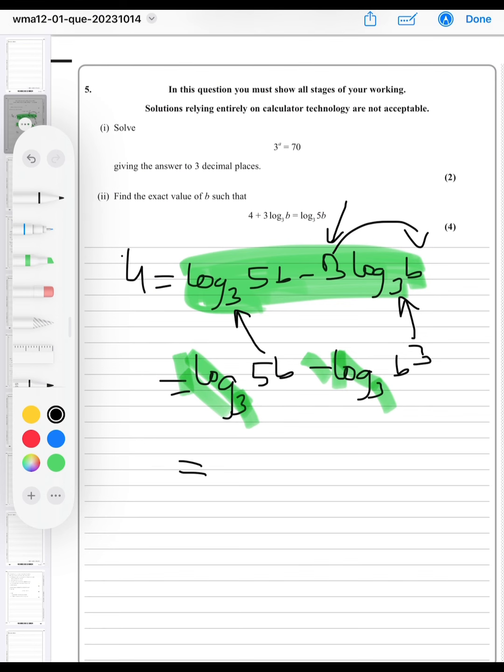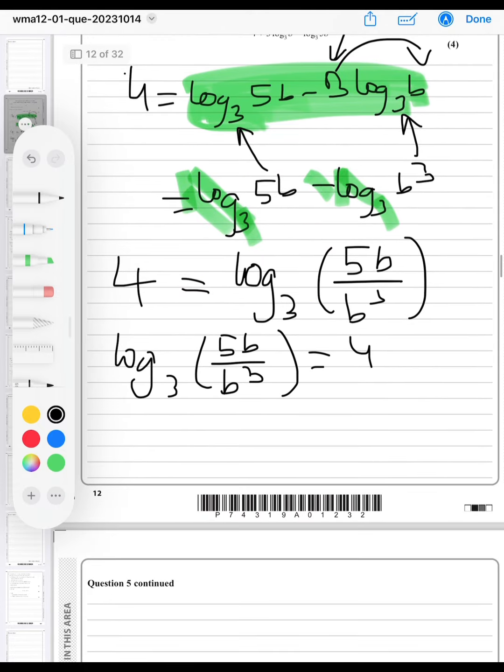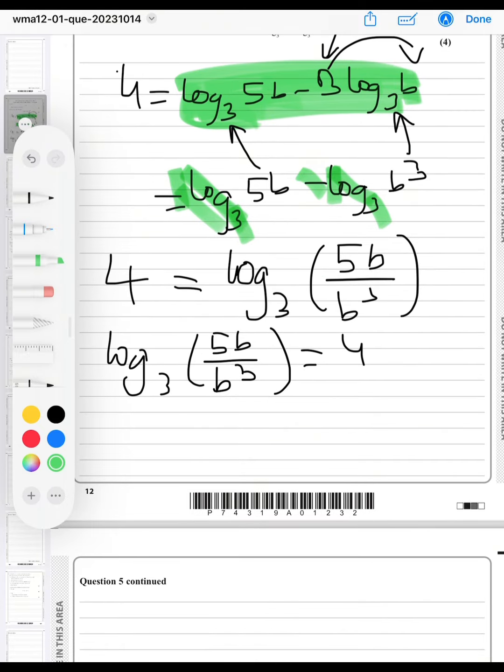The rule is whenever there are two logs with the same base and a negative symbol in between, then you can turn this into a single logarithm, and values like these you can write like this. So now I'm just arranging this. Okay, so now I have to find the value. I have to solve this and find the value of the unknown, which is b here.